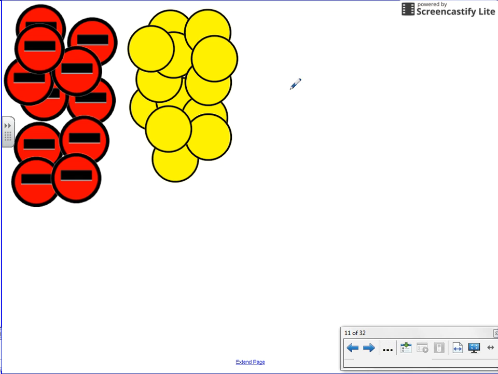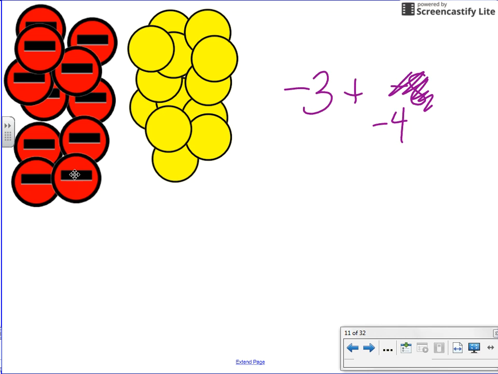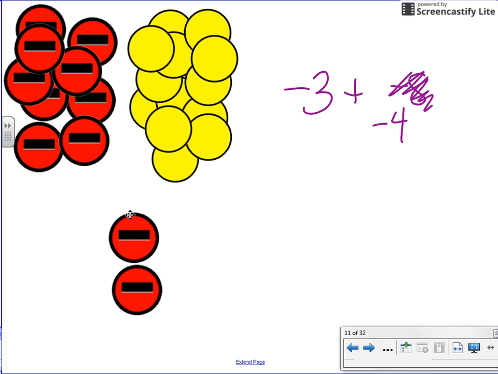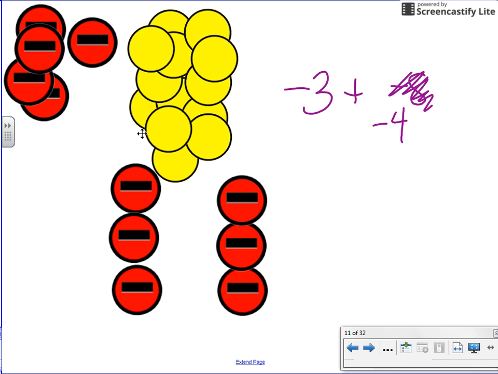Okay, so what if I had a problem like this? -3 plus -8, let's say. Well, I changed my mind. I might not have that many chips up there. So let's say -3 plus -4, something like that. All right, so if I'm thinking in terms of my counters, I have -3, and then I have 4 more negatives.